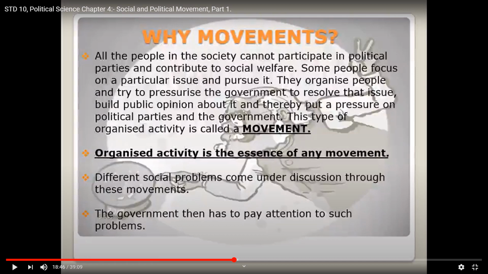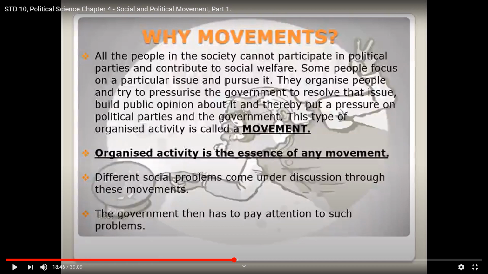Many times the government does not pay attention to certain problems. Many things are very politicized, and because of that the government loses track of keeping attention towards the people. This is where the movement organized by the people comes in. They try to constantly bring the attention of the government towards the particular problem.